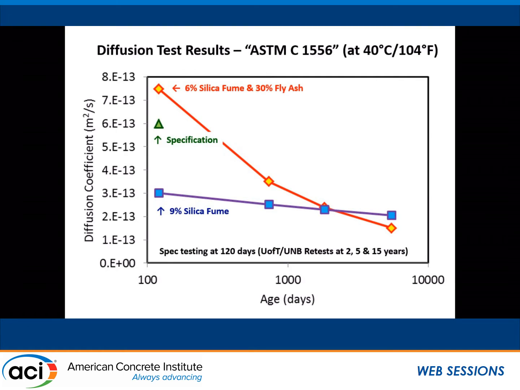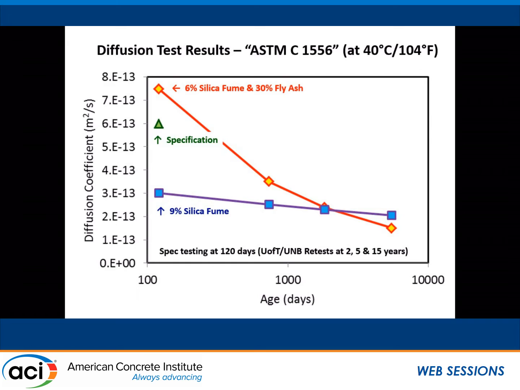You can also see with a straight binary mix with straight silica fume, you're really not seeing an increase in performance with age. Pretty much you get what you get early on, and it doesn't get much better. And I think this slide here really highlights the importance of a ternary blend. Whether that third component is fly ash or slag, it's going to help you in the long term.